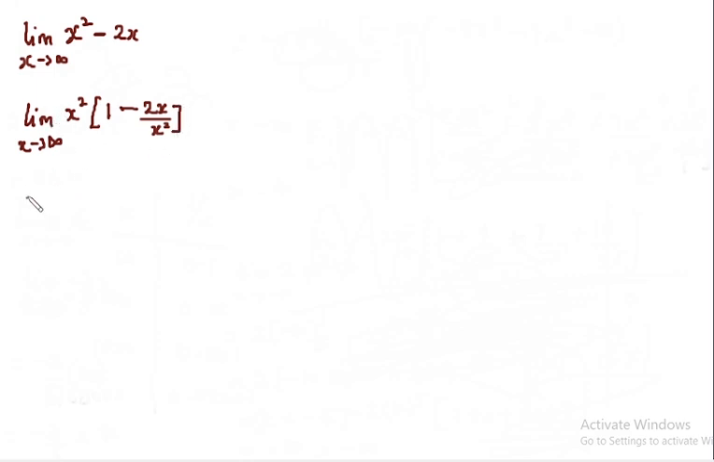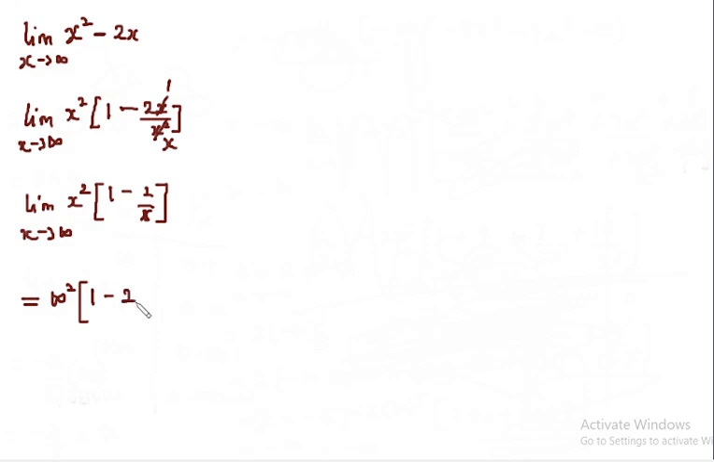Such that we can still rewrite this as the limit as x approaches infinity of x squared, open bracket, 1 minus 2 over x. Now remember, my next step is to plug in my infinity value. So I'll get the limit as x approaches infinity is infinity squared, open bracket, 1 minus 2 divided by infinity.